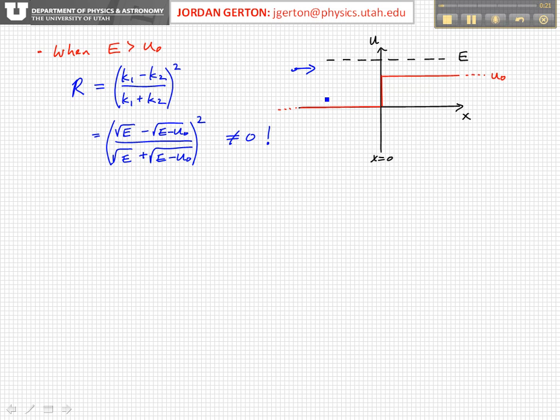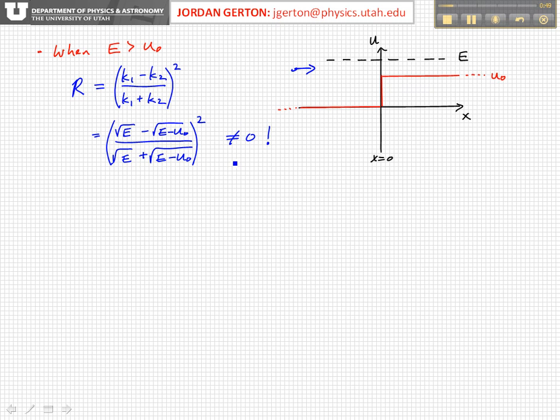Okay, in this situation the reflection coefficient is equal to (k1 minus k2) divided by (k1 plus k2), squared. If we replace that with the expressions of k1 and k2 in terms of energy and the step height, we get this expression, squared. And this is again in general not zero. It's in general not zero.